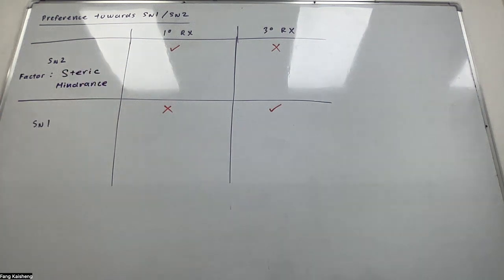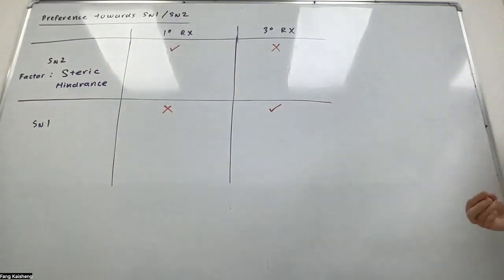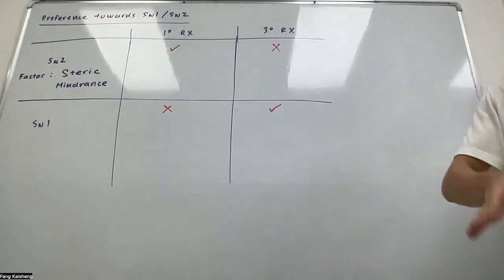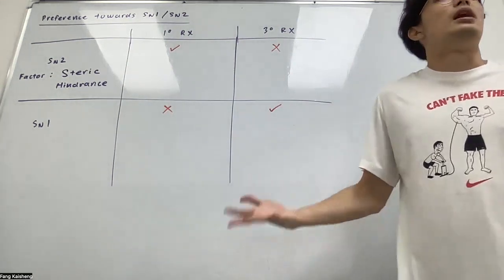That is your basis for argument. Okay, you want to argue SN2, you must talk about steric hindrance. Now that I've told you it's about steric hindrance, can you tell me why primary favors it compared to tertiary? Okay, because why? Why does it have less steric hindrance?